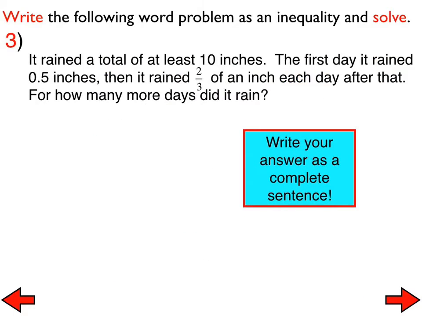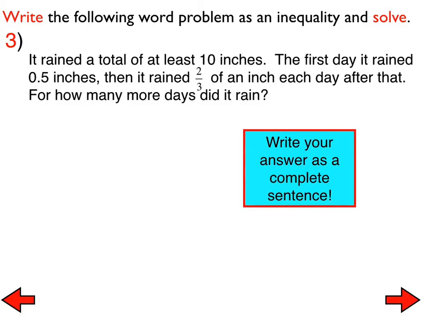Let's look at number 3. This is one we haven't seen before. It rained a total of at least 10 inches. The first day it rained half an inch, then it rained 2/3 of an inch each day after that. For how many more days did it rain? Again, the question is asking you for how many more days, which is also a hint to what is the varying thing here.